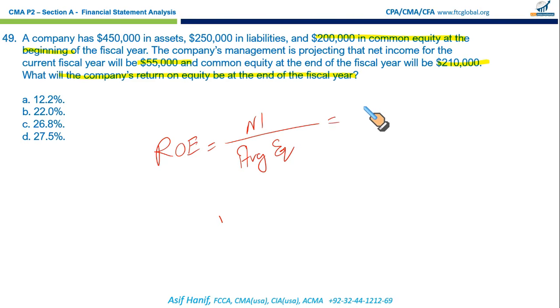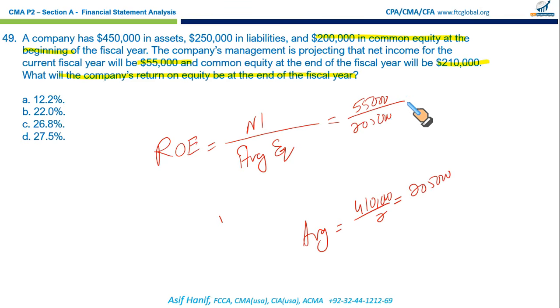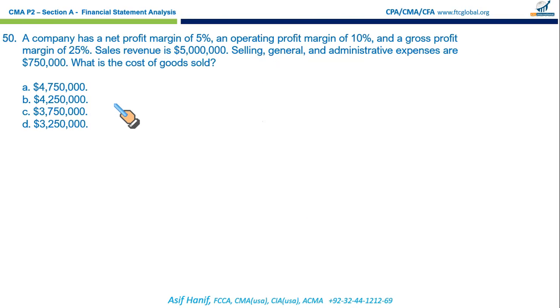We have net income nicely given as $55,000. And the average equity is opening plus closing. Opening is 200, closing 210, that is 410. 410,000 divided by 2. So that's going to be 205. So 55,000 is your net income. Average equity is 205,000 times 100 gives you 26.829, which is basically 26.8%. Perfect. All of you got it right. Excellent.